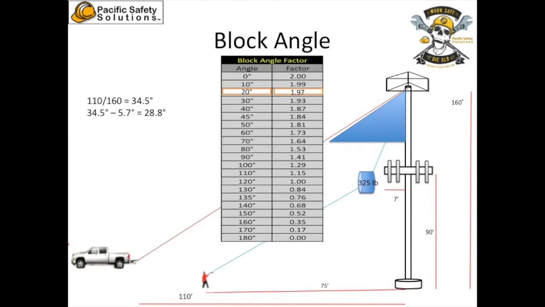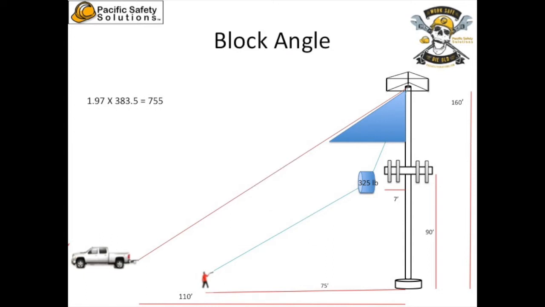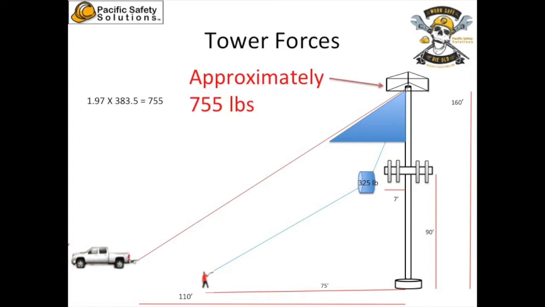This is a block angle factor chart. We are at 28.8 degrees. When we're putting it into a chart, we always want to round it to the worst. In this case, between 20 and 30, 20 would be the worst, so we would round it to 20. In that case, we get a 1.97 angle factor. What we do then is we take the 1.97, we multiply it by the load. In this case, it's 383.5 pounds, and we get 755 pounds. We've just calculated the approximate rigging forces onto the tower, 755 pounds.